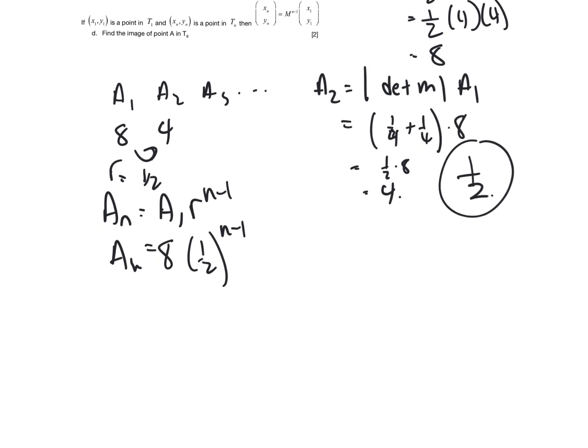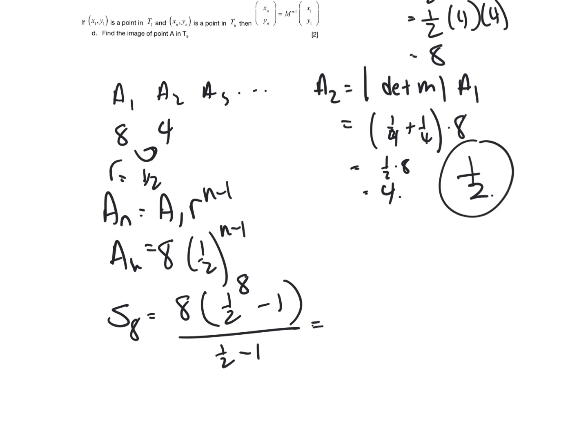Hence, find the total area for 8 triangles. Well, that means I'm going to find the sum of 8 triangles, not infinity triangles, 8 triangles. So that formula is A1 times (1 minus R to the power of n) over (1 minus R). And if I do that, from my answer sheet I get 15.9375, so approximately 15.9 is the total area.